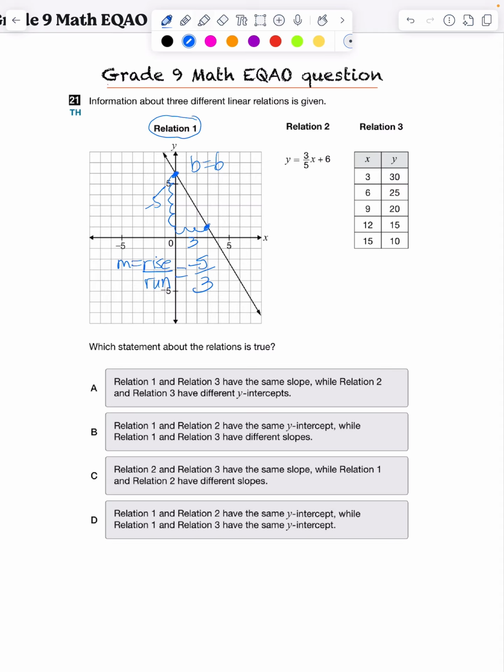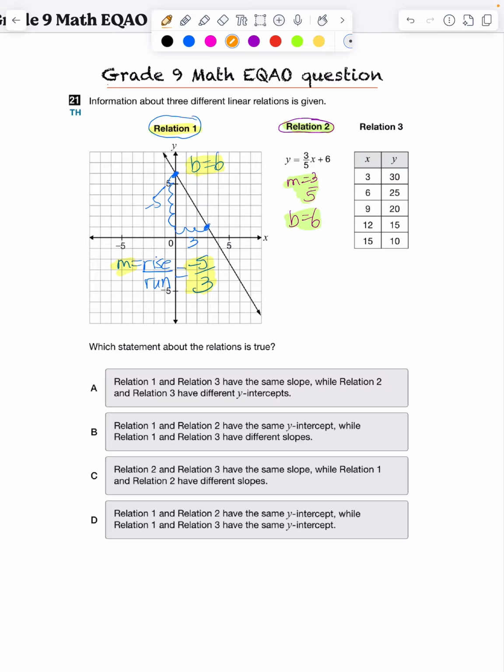And I will highlight that information in yellow. Relation number 1 has a y-intercept of 6, and it has a slope of -5 over 3. I'm going to now look at relation number 2. Relation number 2 has a slope which is easily identifiable from the equation as 3 over 5, and it has the same y-intercept as relation number 1. This one has a slope of 3 over 5 and a y-intercept of 6, which is the same thing as number 1. I'm going to look at the table of values next.